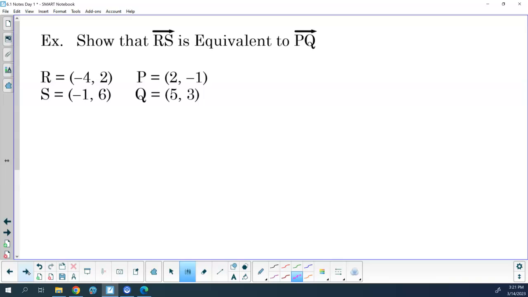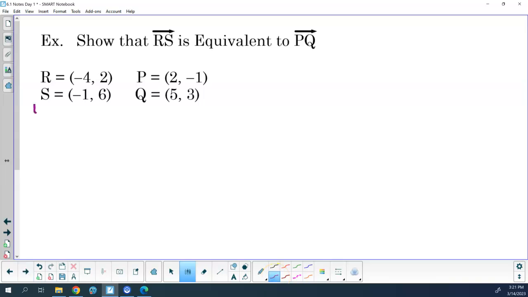Showing that RS is equivalent to PQ. Again, this would be head minus tail. Pause the video here. Show me that they're equivalent using head minus tail, and then restart the video once you have it, and they will be on there.